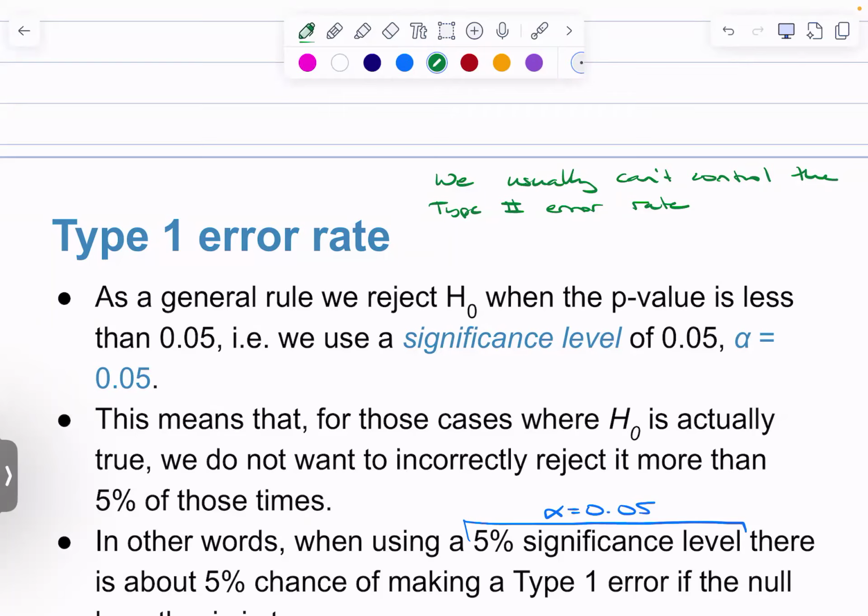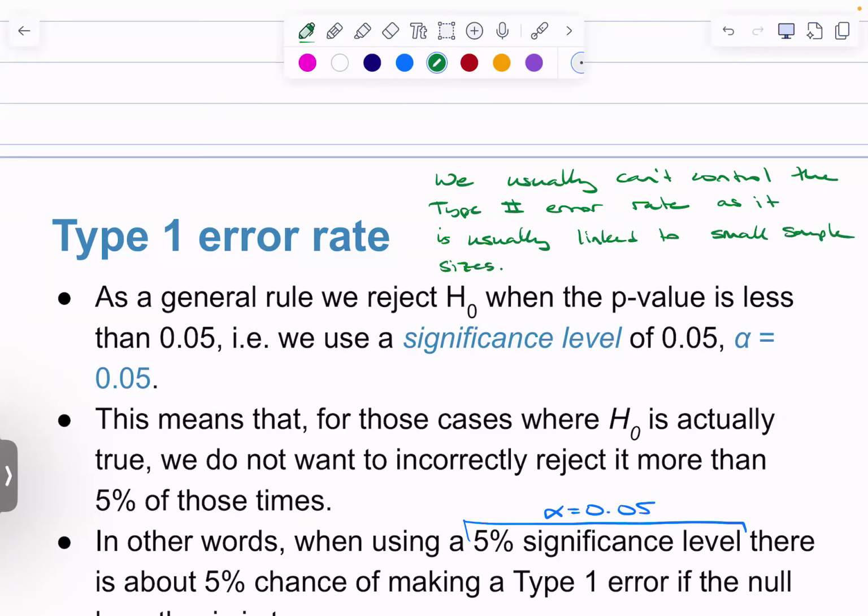All that's really saying is that my sample didn't give me enough evidence to reject H naught. Usually the main problem there is my sample wasn't big enough, right? I wasn't able to detect something with clarity because if I have a small sample size, then I have a lot of spread, and so I'm unsure of my results. So we usually can't control the type 2 error rate, as it is usually linked to small sample sizes.